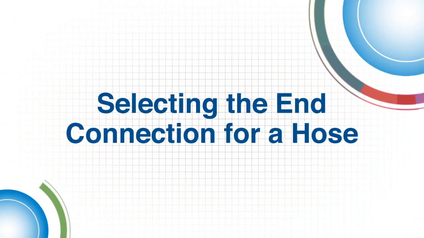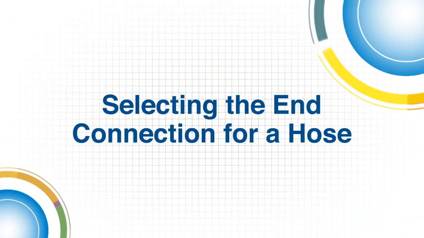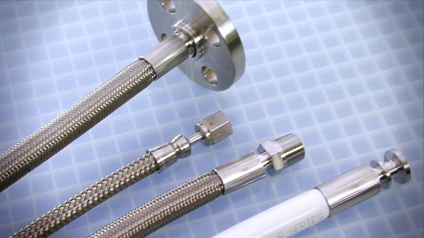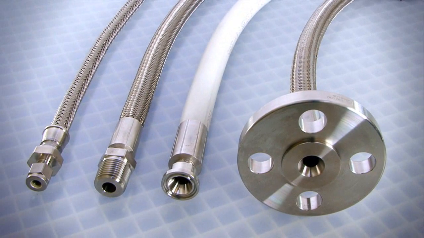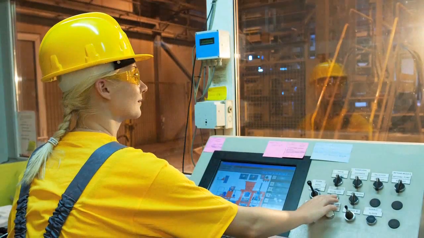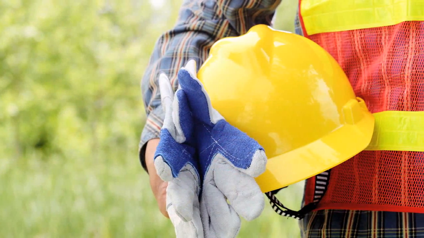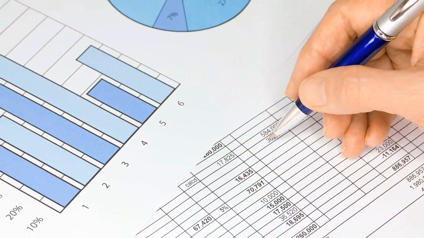Today's topic is considerations in selecting the end connection for your hose assembly. The right hose with the right end connection keeps your process performing safely and cost-effectively. The wrong hose could undermine your process, put personnel at risk, and compromise your bottom line.